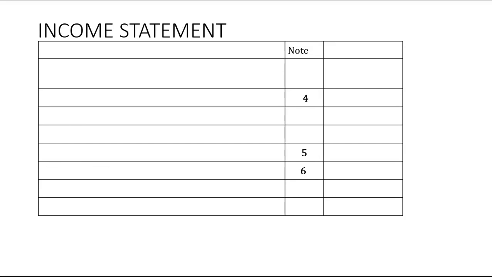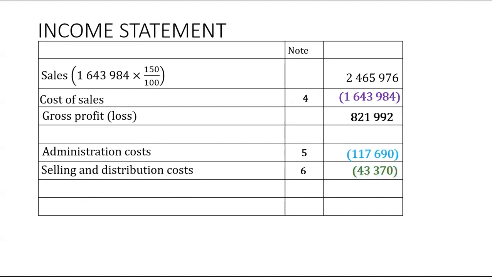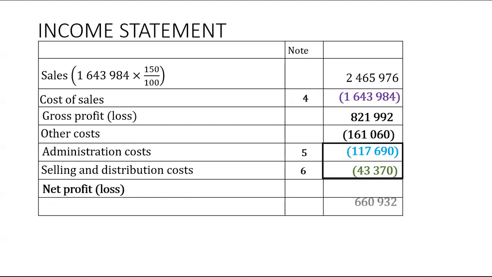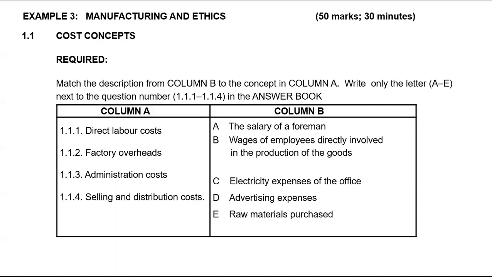All right, let's just do that together. So basically, this is what you will get. When you add those two, it'll give your total expenses, and then you subtract it from your gross profit to get your net profit, which will be 660,932. Try out example 3.